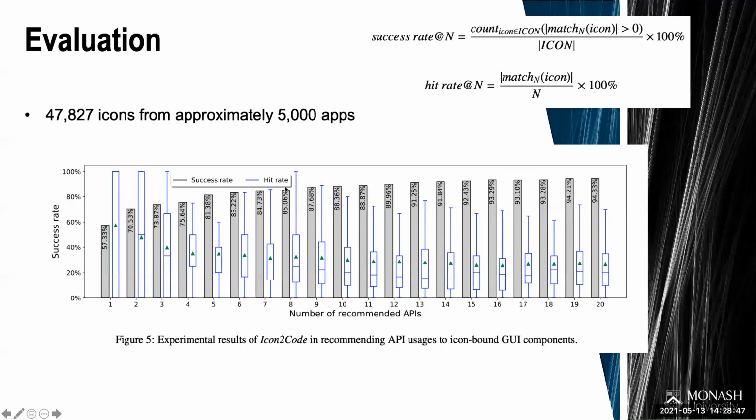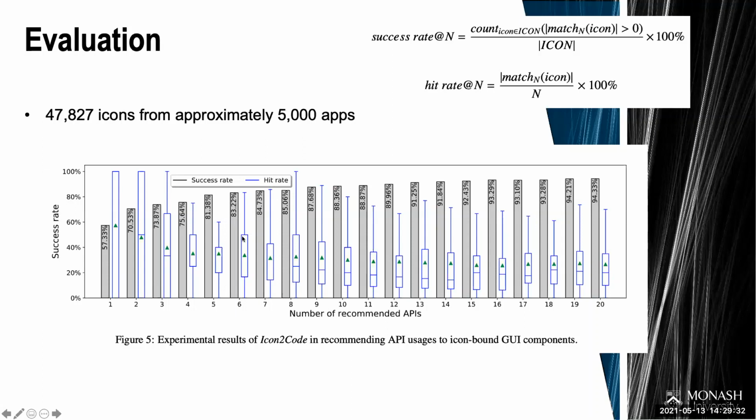So for the evaluation part, we leverage the commonly used success rate and hit rate metrics to assess the usefulness and effectiveness of our approach. We built a benchmark database with 47,827 icons from approximately 5,000 apps. Based on the default parameters of icon to code, we perform experiments with the standard 10-fold cross-validation procedure.